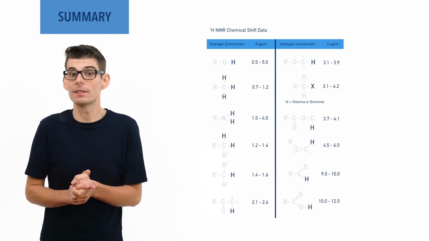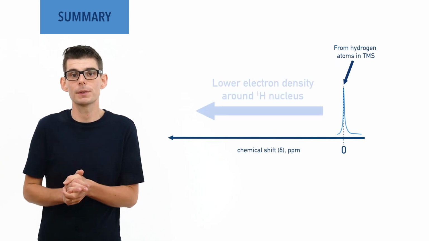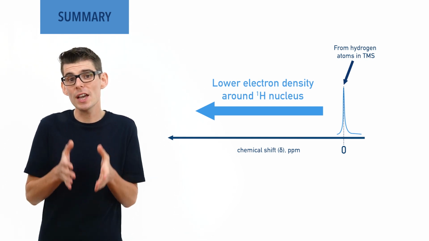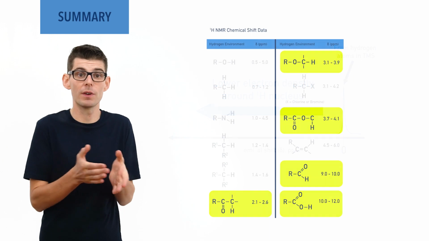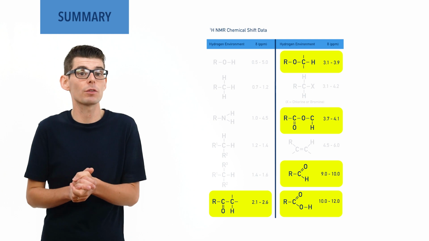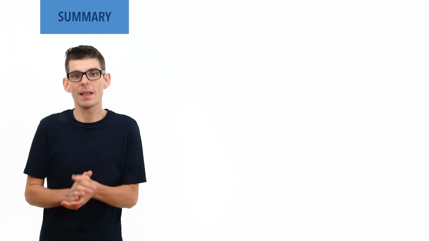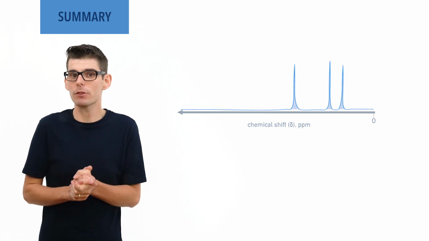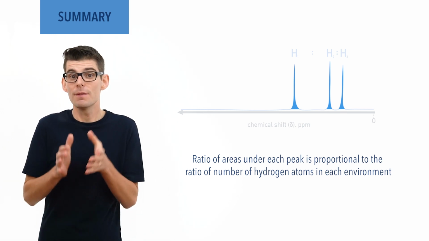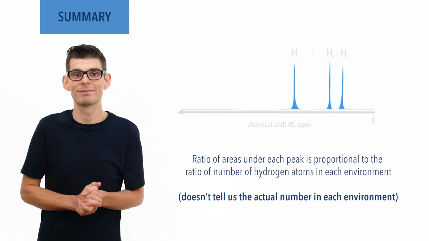The less electron density there is around a hydrogen atom's proton, the greater the chemical shift. This is why hydrogen atoms bonded near oxygen in a molecule generally have greater chemical shifts than those further away, as oxygen has a high electronegativity and causes electron density to be pulled away from the hydrogen atom's proton. The area under each peak in a spectra is proportional to the number of hydrogens in each environment. This means the ratio of hydrogens in each environment can be determined from a spectra.